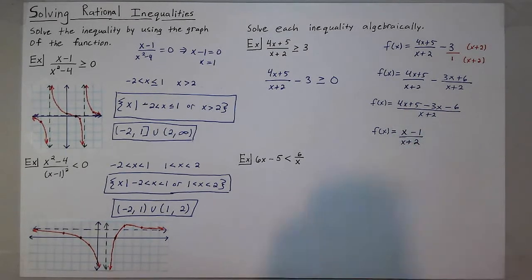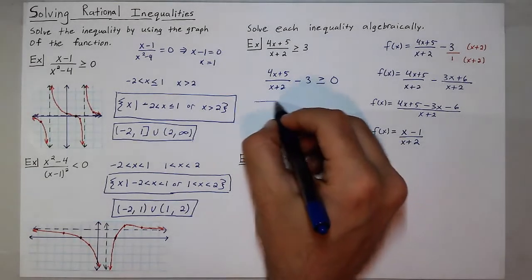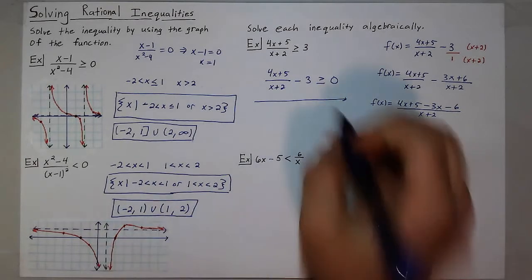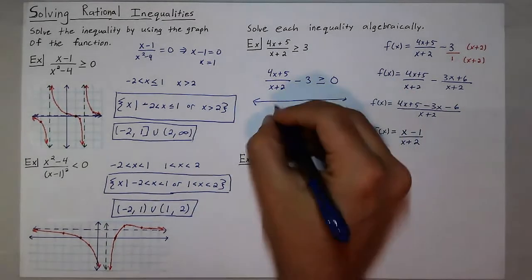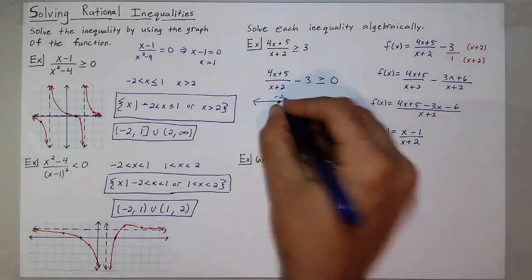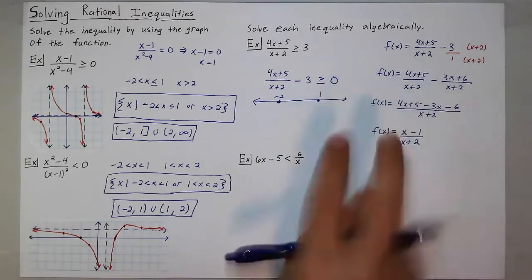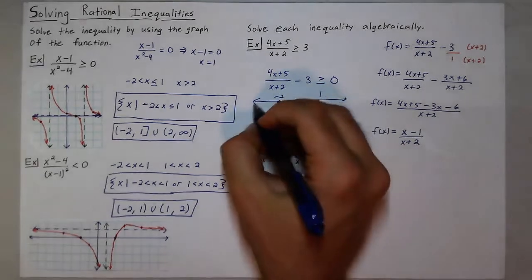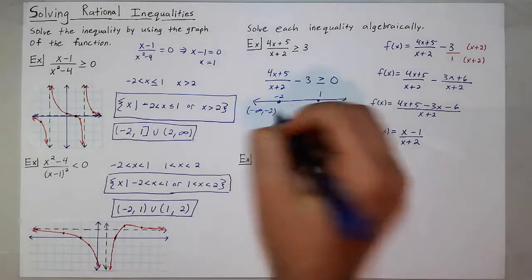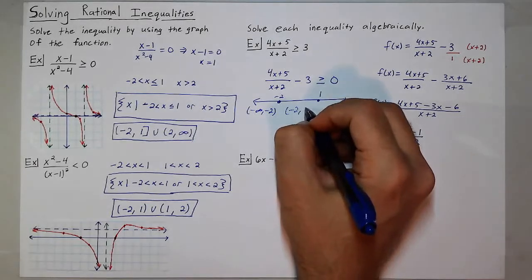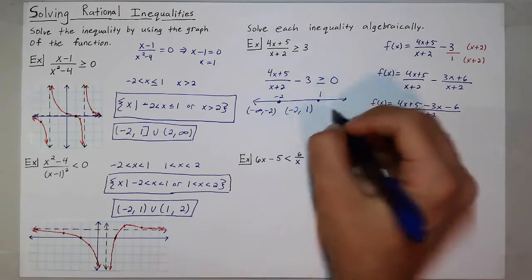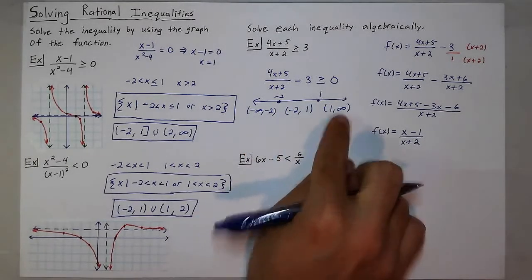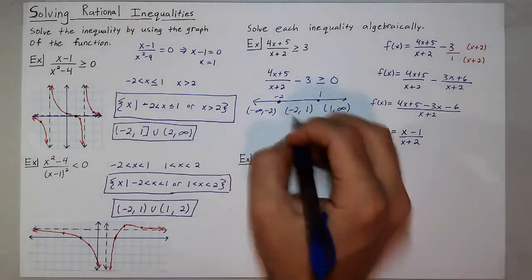Well, I can make a number line and break it up over all the spots where it's undefined and equal to 0, which would happen to be at negative 2 and 1. 1's where it's 0, negative 2 is where its vertical asymptote is. So I'm going to write these intervals out, negative infinity to negative 2, negative 2 to 1, and 1 to infinity. And I'll pick a number in each of these intervals. So let's say negative 3, 0, and 2.